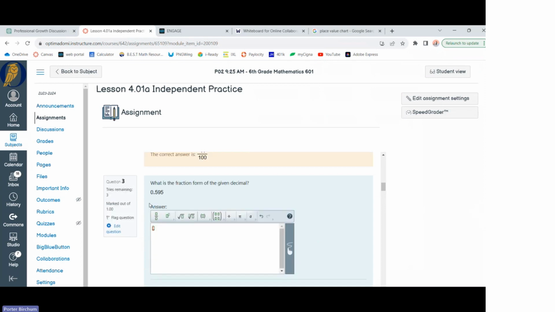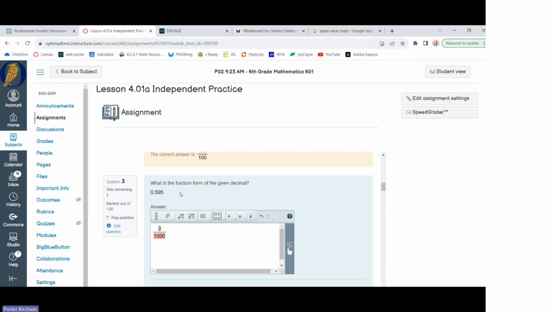Question 3. Turn this decimal into a fraction. First, click the fraction button. Second, I'm going to look for, where does this number end? What place value does this number end in? We have the tenths place, the hundredths place. It ends in the thousandths place. So my bottom number is going to be 1,000.